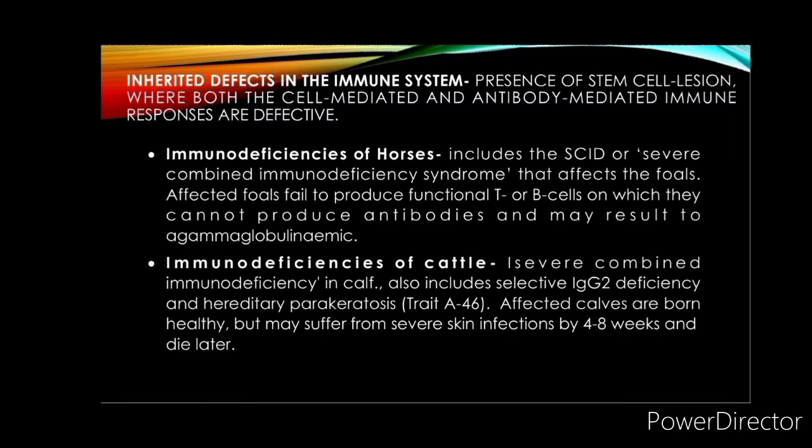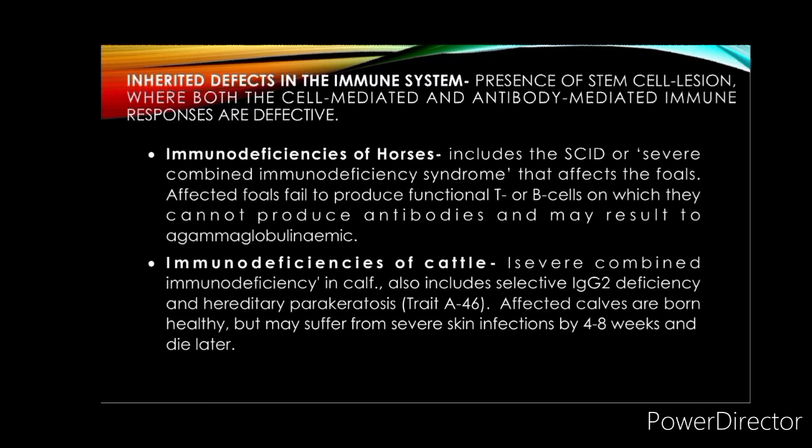Next, we have the inherited defects in the immune system. If both the cell-mediated and antibody-mediated immune responses are defective, the genetic lesion lies at a point before thymic and bursal cell processing, that is, a stem cell lesion. Under the inherited defects in the immune system, we have the immunodeficiencies of the horses.